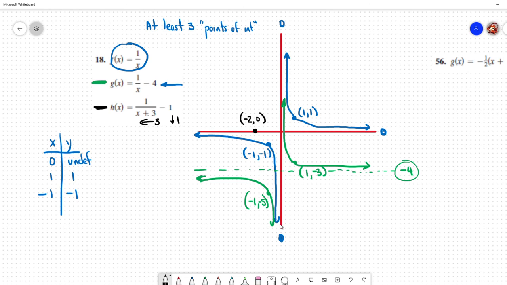The vertical asymptote will do the same. It moves 3 and then down 1. Now that vertical asymptote. The horizontal asymptote is moving over 3, so set at 0. Then down 1.